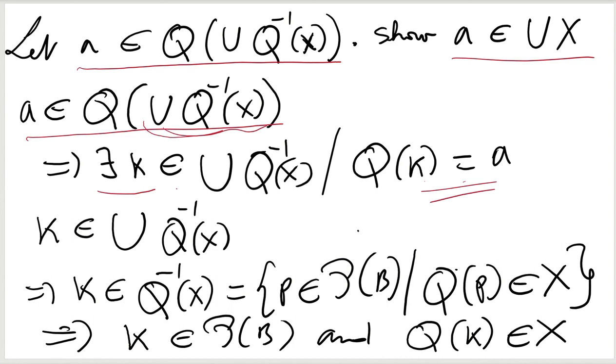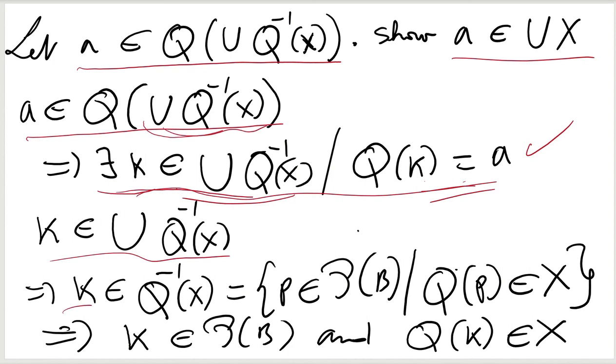So this transition is very important. I say that there exists a certain k in the union of q minus 1 of X such that q of k gives you a, right? So if you have this, then because k is in this set, you have k in this set, right?